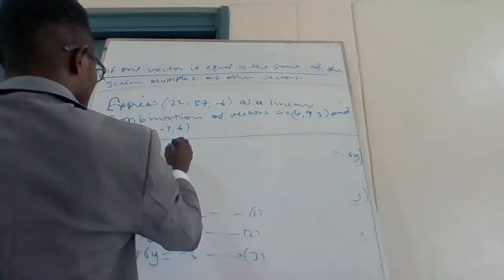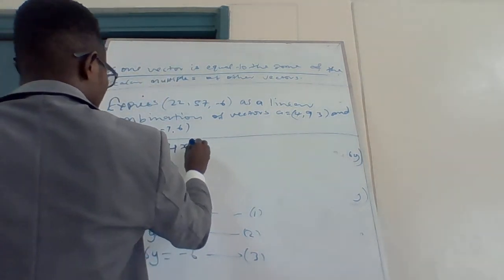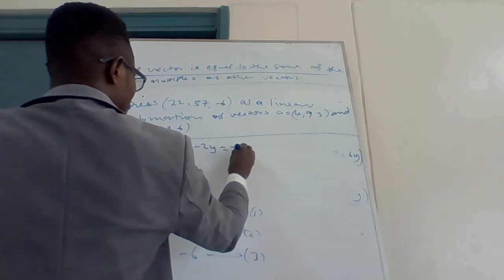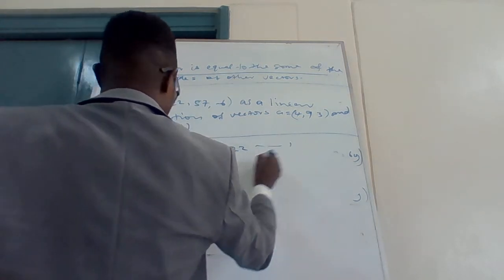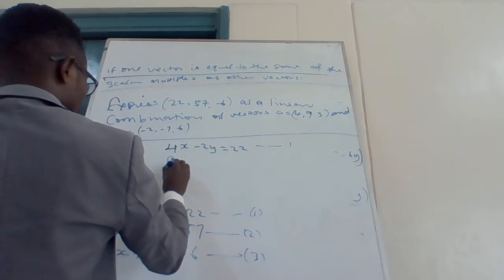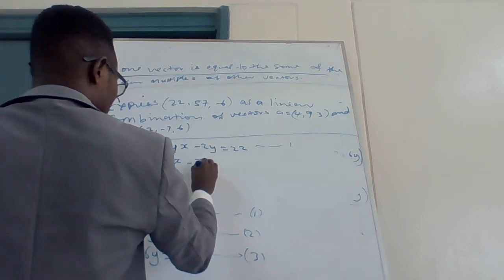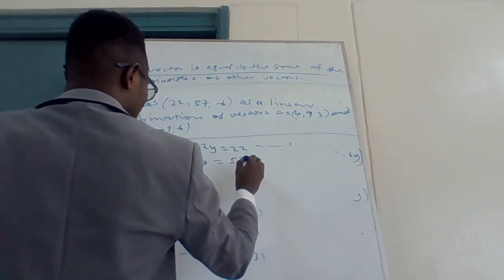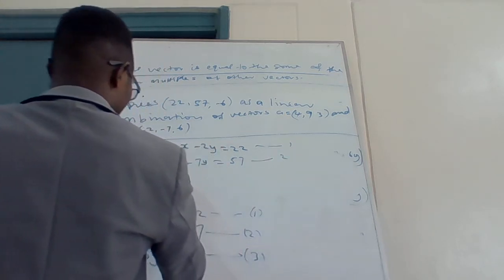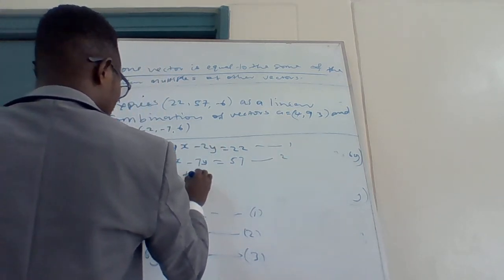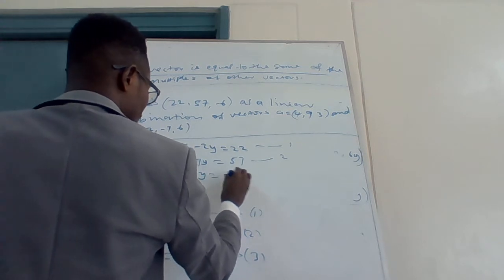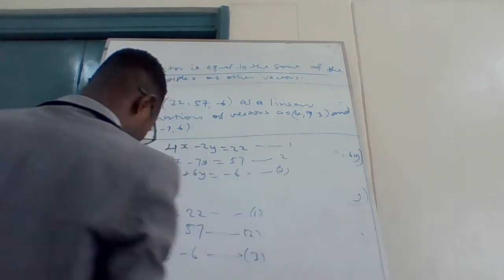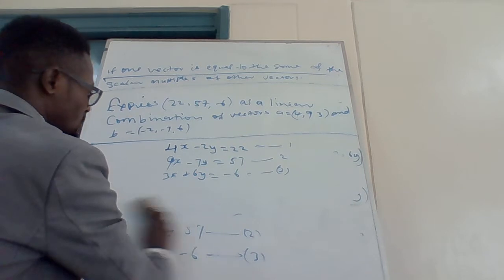This is our system of equations. 4x minus 2y equals 22, equation 1. We have 9x minus 7y equals 57, and this is our equation 2. We have 3x plus 6y, which equals negative 6, to be our equation 3. So that is what we have.